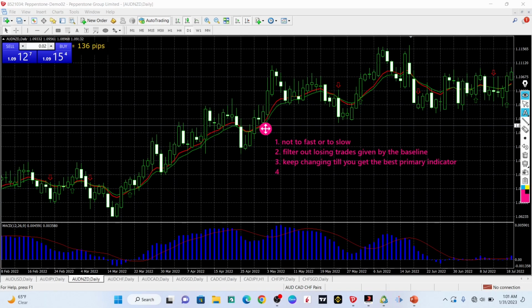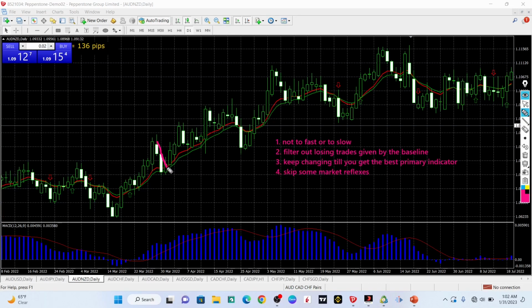The other thing you have to note about this primary indicator is, what else have we talked about? Not too fast, filter out losing trades. It has to skip some consolidations, skip some market reflexes. Okay, so we are saying that this primary indicator shouldn't give you market reflexes. You should be able to avoid them.